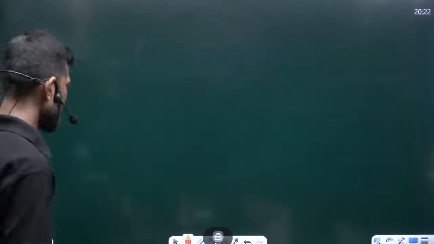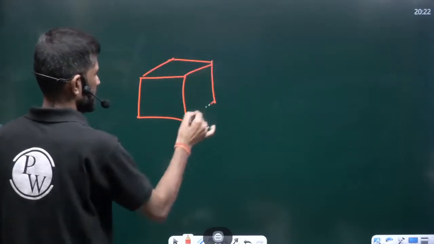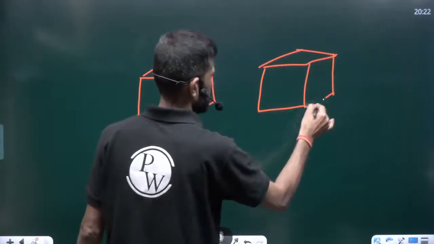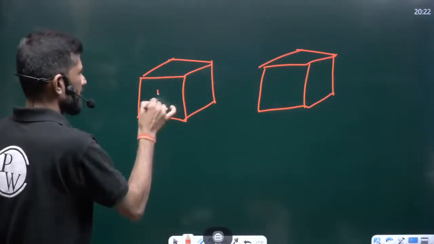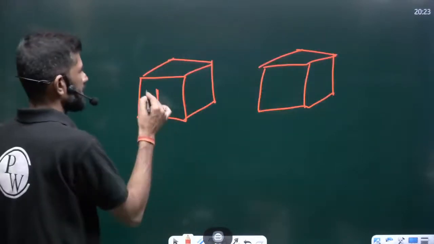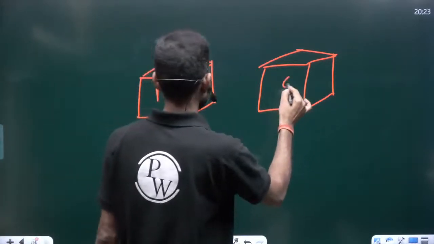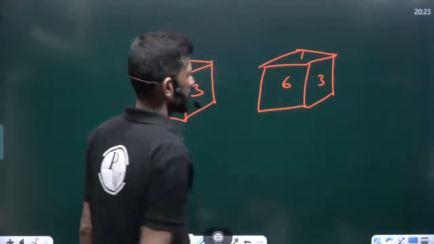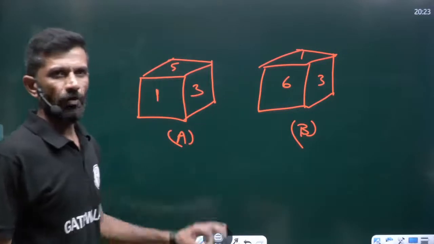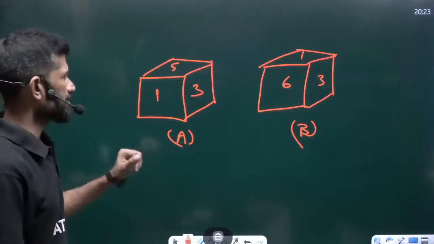Let us understand more. Again, same dice we will see. Okay. Now here we were having 1. Let's see what the values over there were. We are writing 1 here, 3 here, 5 here. 6 here, 3 here, 1 here. So this is A view. This is B view. Now let us understand this one.